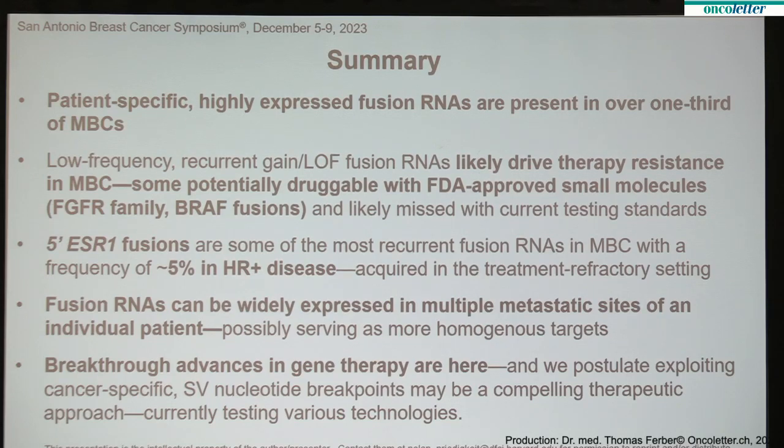We have low-frequency recurrent gain and loss-of-function fusion RNAs that likely drive therapy resistance in metastatic breast cancer. Some are potentially druggable, such as FGFR family and BRAF fusions, and likely missed with current testing standards. 5' ESR1 fusions that cut off the ligand binding domain are some of the most recurrent fusion RNAs in metastatic breast cancer, with a frequency of 5%.